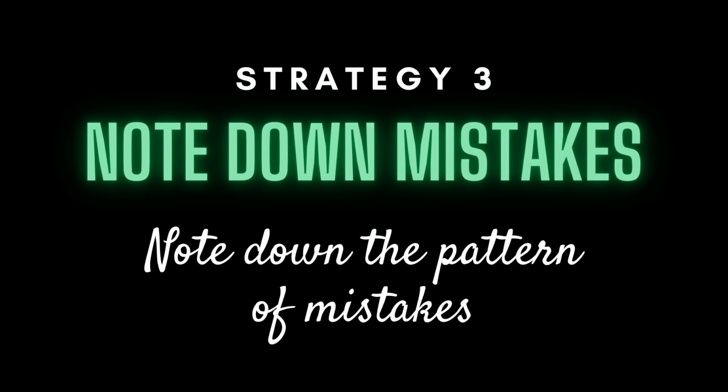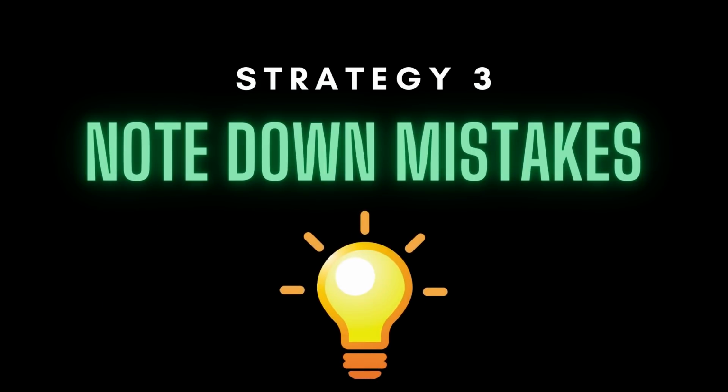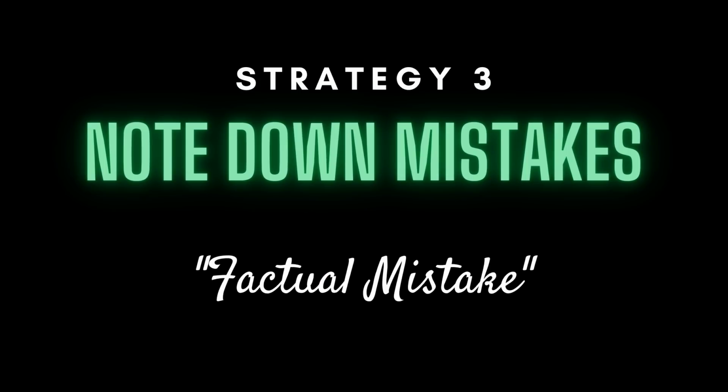To give you an example, let's say that in RCs, you are especially making mistakes again and again in fact-based questions. So every time you make a mistake in a factual question, you would write "factual mistake," that you missed out on a fact which was given in the RC but you could not spot it and hence you ended up choosing the wrong answer.